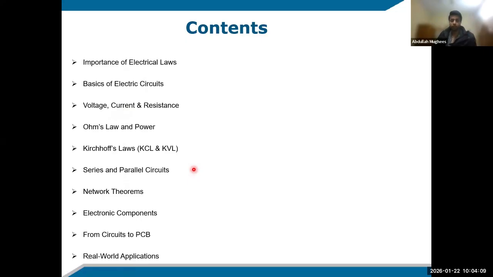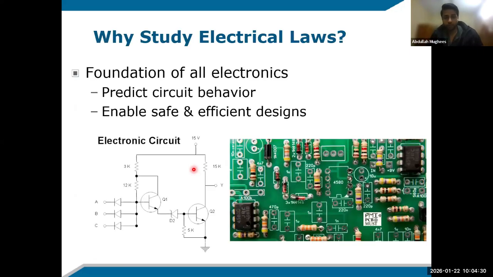We'll see some of the network theorems, and then afterwards we'll be seeing some of the basic design, how the products are made, and ultimately we'll walk to that ending conclusions and question answer section. So let's dive into it. So the first question is, why do we need to study electrical laws in the first place?